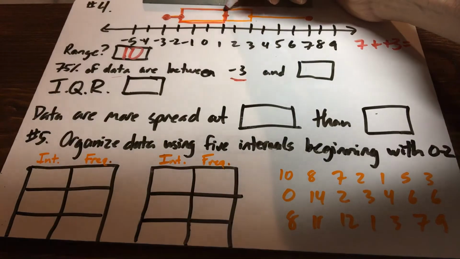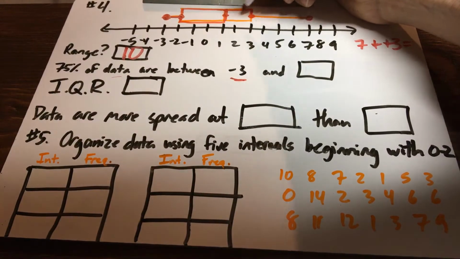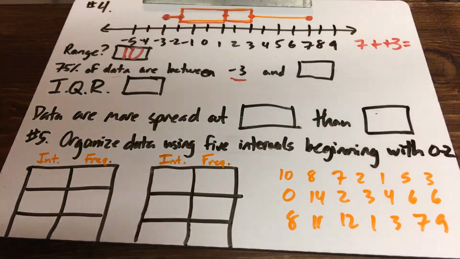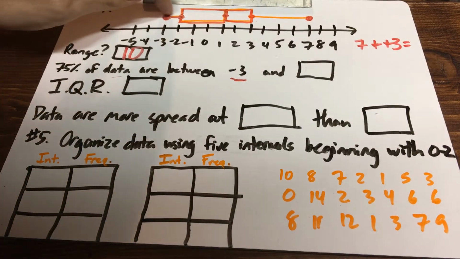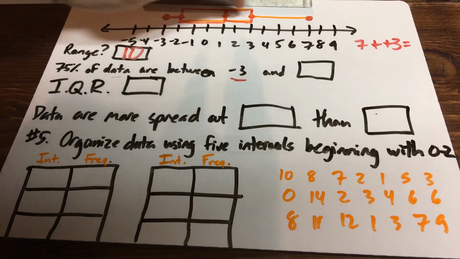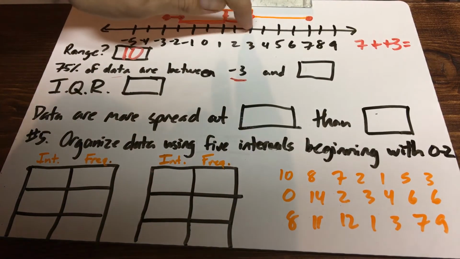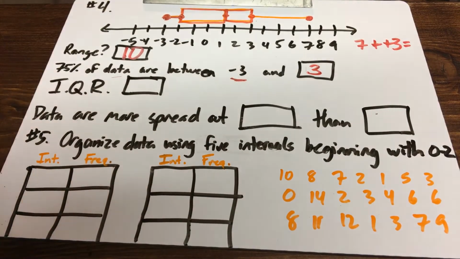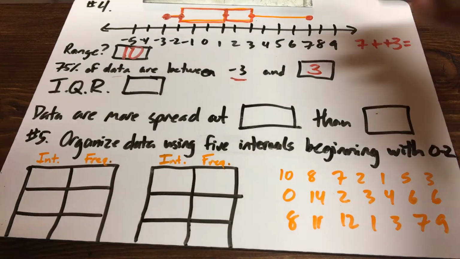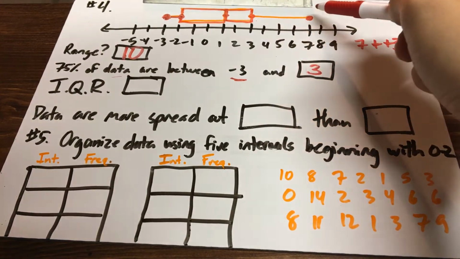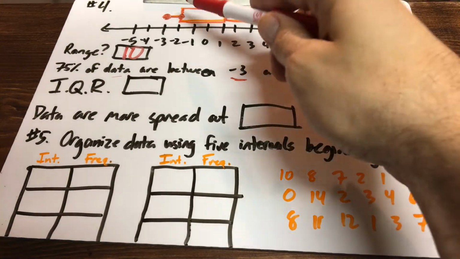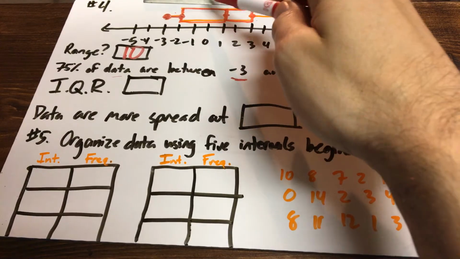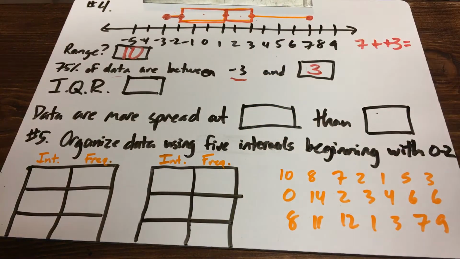So I'm at 25 and 25 right now. I'm at 50. And then here's another 25% from the next dot to the next. So there's my 75%. I've gone 25, 25, 25. So from -3 to here, +3, 75% of my numbers are in that range. The top 25% would be this whisker up here, but it didn't ask me about that. It just said the first 75%. So there's 25 right there, 25 right there, 25 right there.